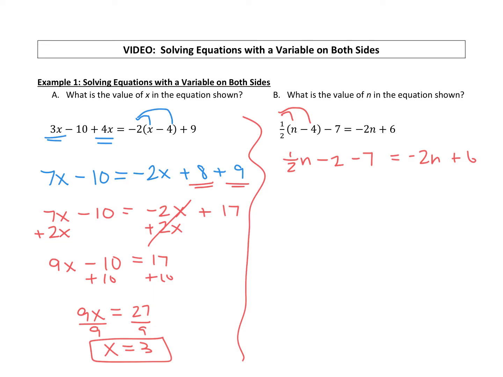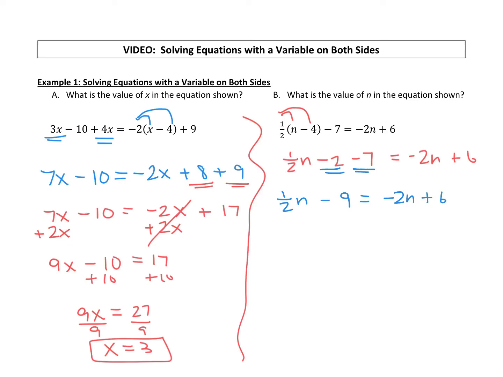All right, so we've got 3 terms on the left, which means we can combine some. That negative 2 and that negative 7. We're going to put those together. So we have 1/2 n. Negative 2 minus 7 is negative 9 equals. And then over on the right, that looked good. Negative 2n plus 6. There's nothing we could do to clean that up.